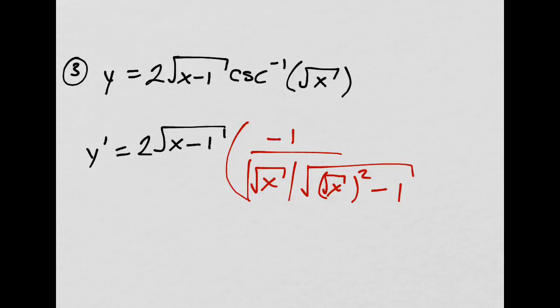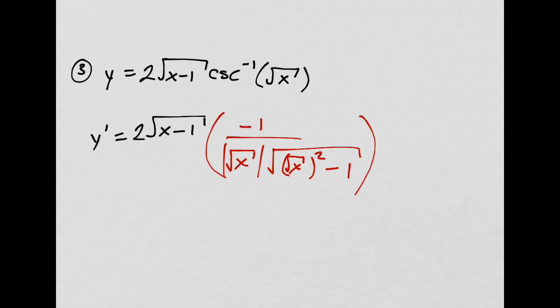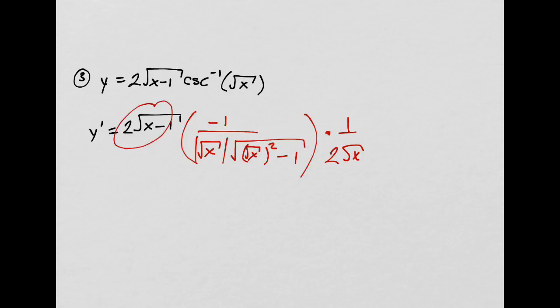Remember, I'm putting in, instead of an x, the square root of x. So that's the derivative of the outside with the inside the same, times the derivative of the inside. And that would just be 1 over 2 root x. That's first d second, so I still have more to do.